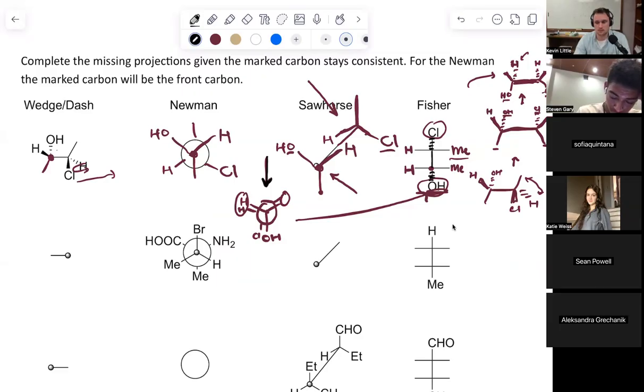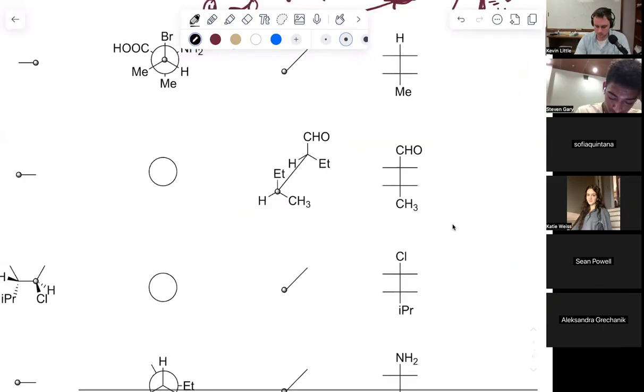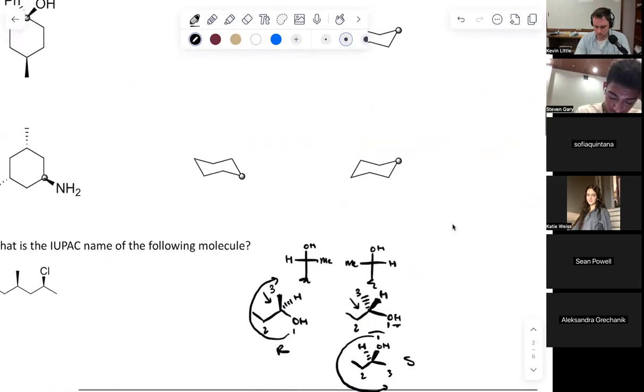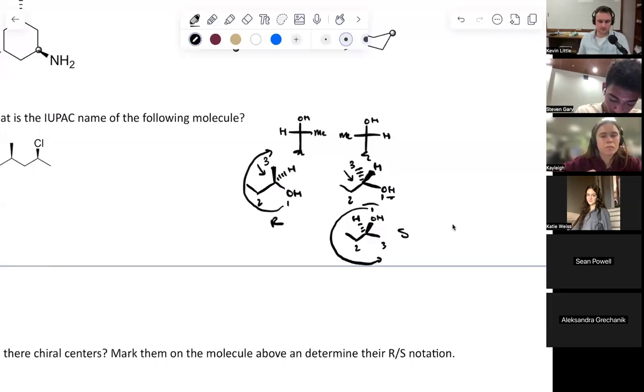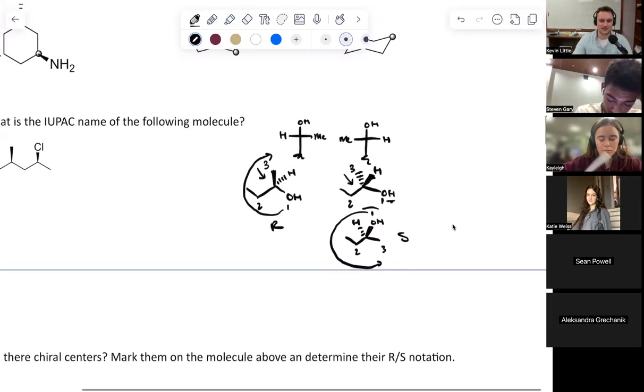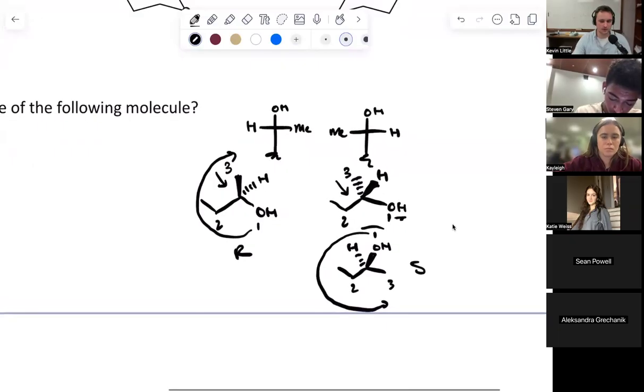Wait, sorry, this isn't about Fischer, but I just wanted to clarify what you said about the RS notation. So when the lowest priority group is on a wedge, you can always just do the opposite? Yes, and that is true only when it's on a wedge and not when it's on a straight line. When it's flat, you cannot do it. Okay, thank you. Yep. So me putting it on a flat is a good way to ensure that you know how to rotate a molecule at least a little bit. Hint, hint.